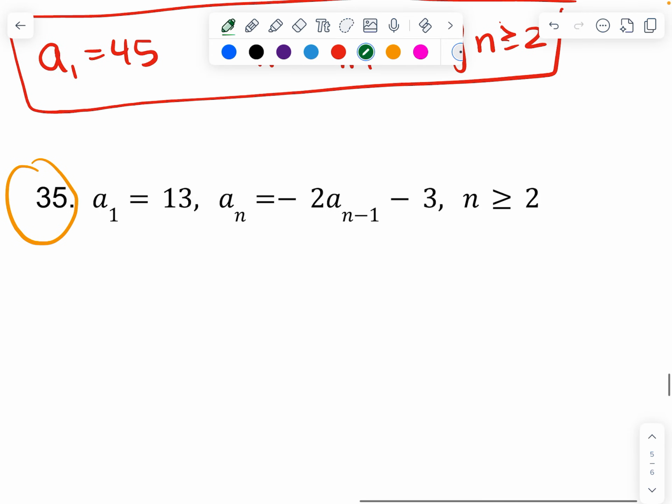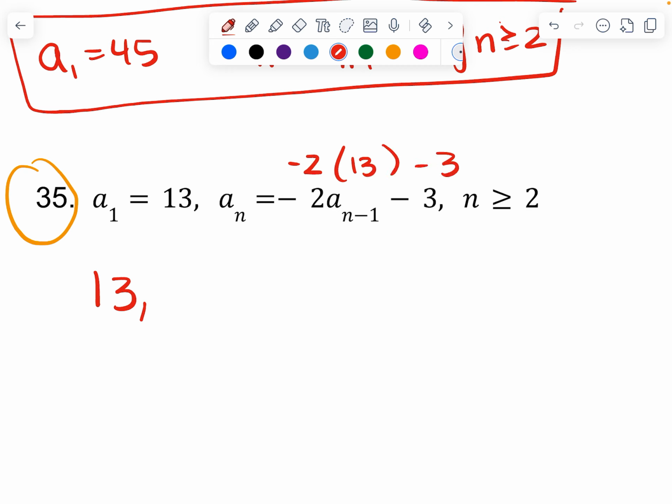And then last but certainly not least, we are starting at 13. We are negative 2 times 13 minus 3. So that's negative 26. Minus 3. Why did I use a calculator for that? Negative 29.